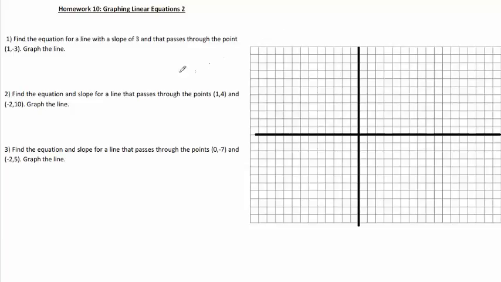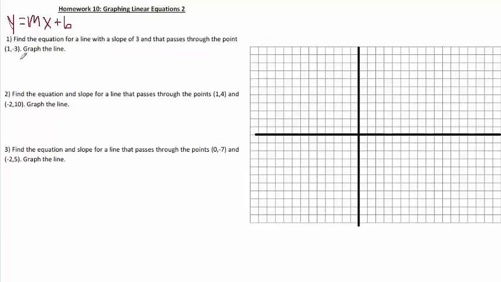Okay, question number 1. Find the equation for a line with a slope of 3 that passes through the point (1, -3), and then go ahead and graph the line. Well, of course, we're always going to try to put all of these equations in y equals mx plus b form. So let me write that on top over here so we don't forget that. M, of course, being the slope, and the b being the y-intercept.